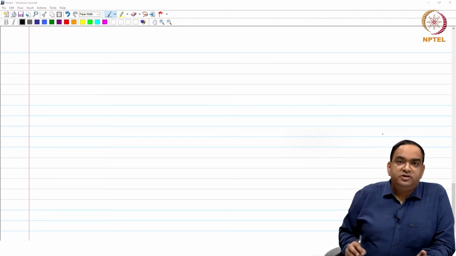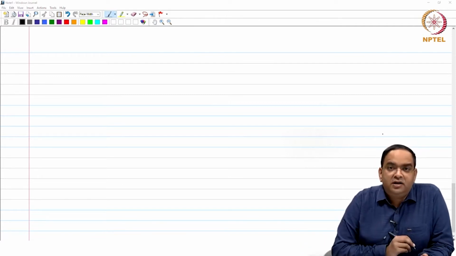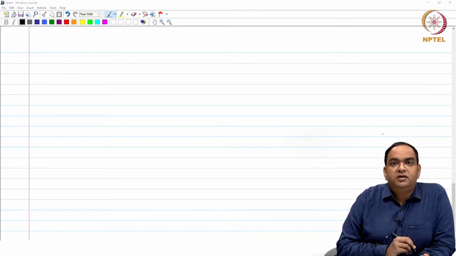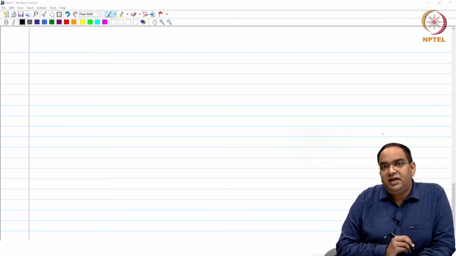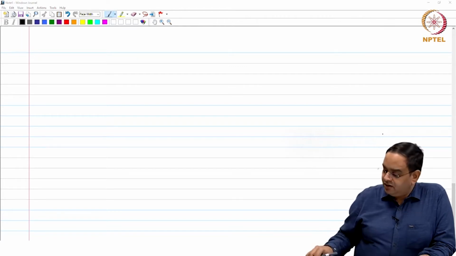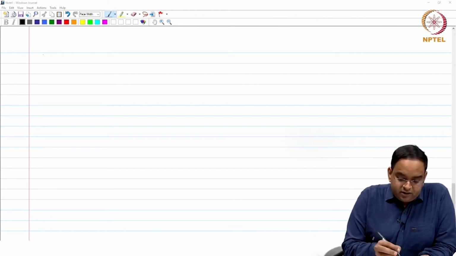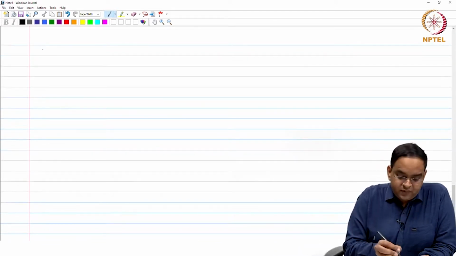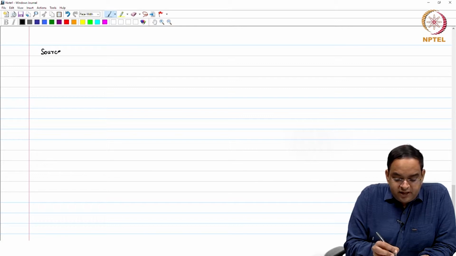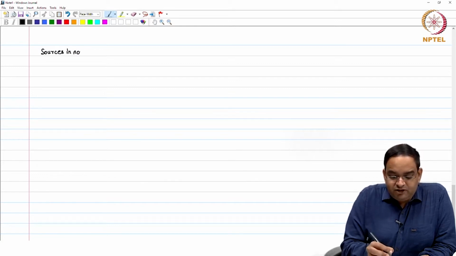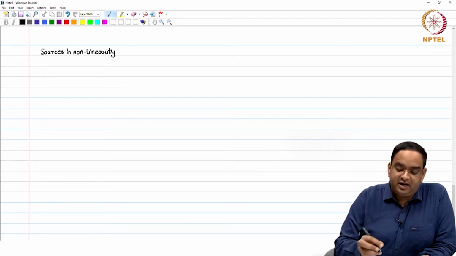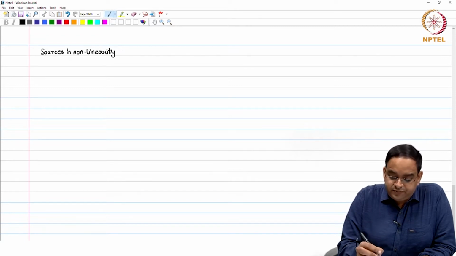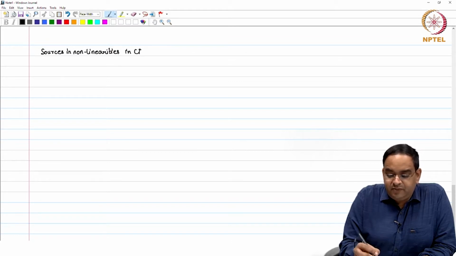Hello everyone, welcome to this session. Earlier we have looked at the stepwise procedure of design of a charge pump PLL and a charge pump clock multiplier. Now we are going to look at the sources of nonlinearity in the charge pump PLL, which we are ignoring while designing, while finding all the parameters for the PLL. Sources of nonlinearities in charge pump PLL.